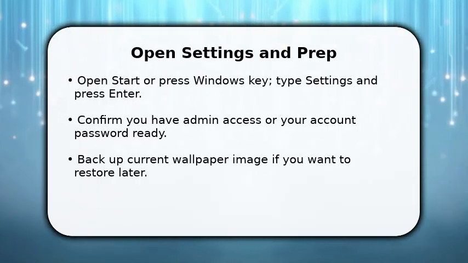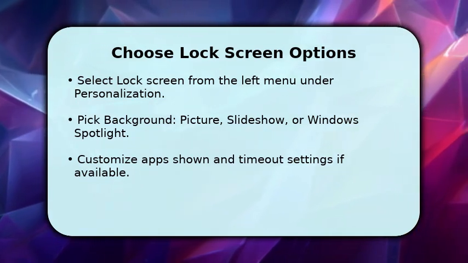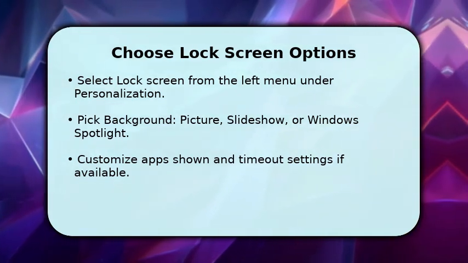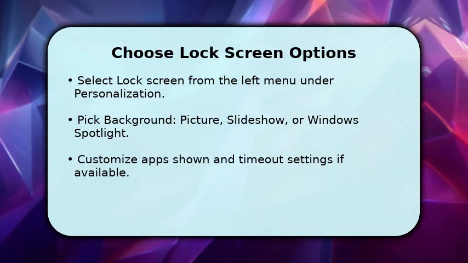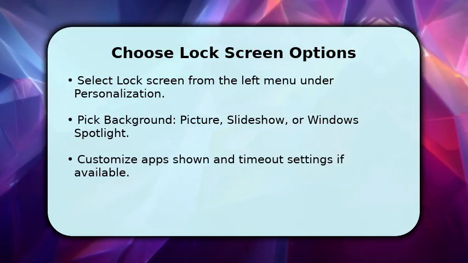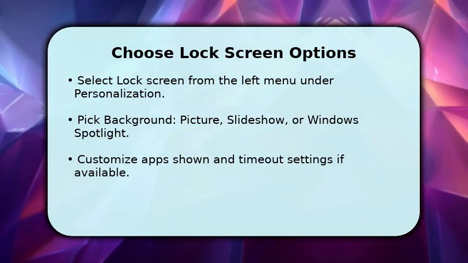Now you select Lock Screen from the Personalization menu and decide how it should look. Pick Picture for a static image, Slideshow to rotate albums, or Windows Spotlight for curated photos. You'll click Browse to choose a picture or select a folder for a slideshow. Make sure images are high resolution so they won't appear pixelated.